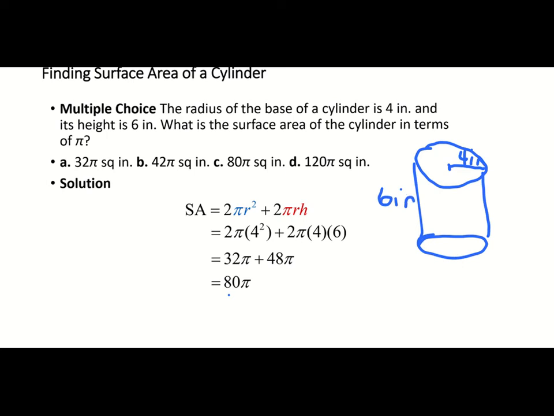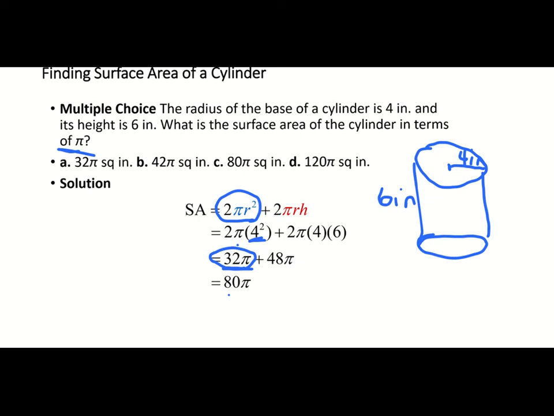To find the surface area, first you have to find the area of each base. So they did 2 times pi times my radius squared, which is 4 inches. They want it in terms of pi, so we're going to leave it in pi. 2 times 4 squared. 4 squared is 16. So 2 times 16 is 32 pi. That's the area of the two bases together.